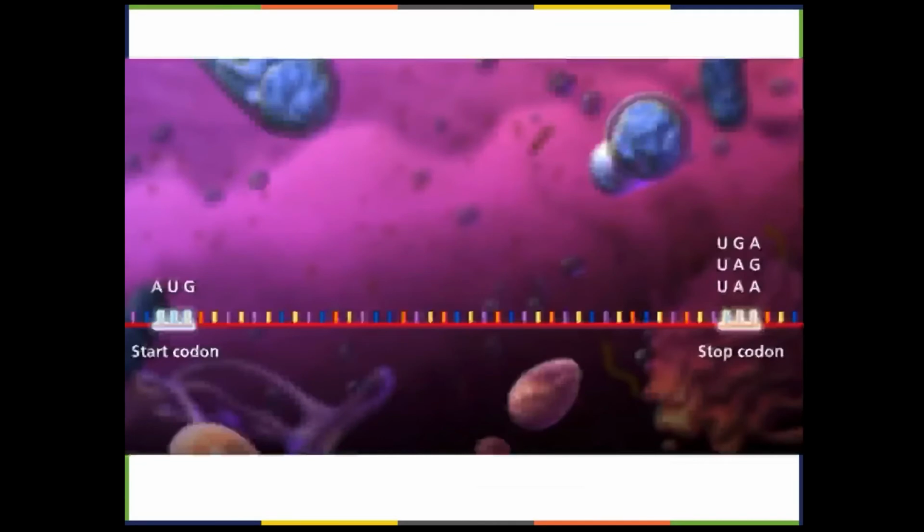Here are some triplets. So this is a strand of messenger RNA. It has many different base pairs. And remember, we're reading these base pairs in triplets, in threes. Each group of three is a codon. We have a start codon, AUG. This start codon is where the ribosome will attach and begin the process of constructing that protein with the help of tRNA.